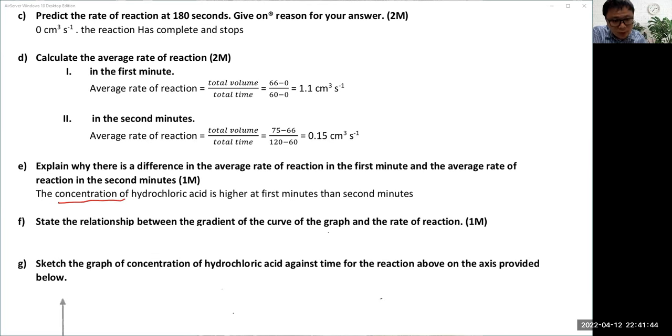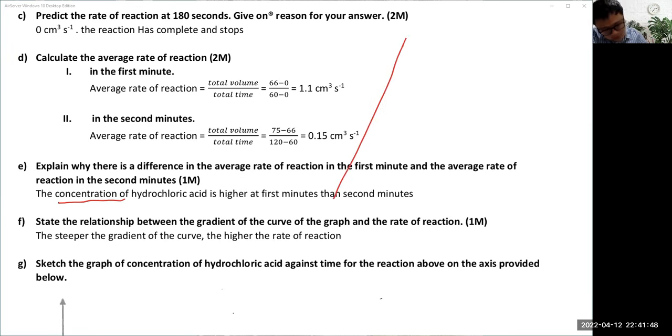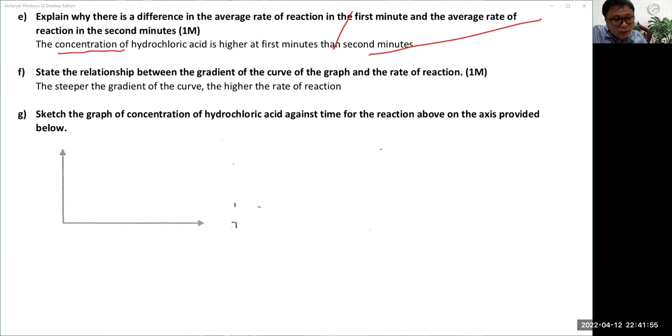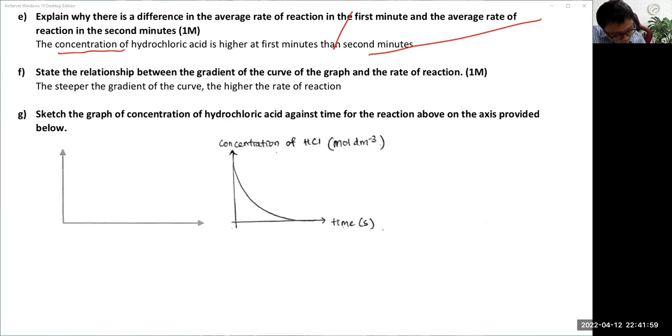Say the relationship between the gradient and the rate of reaction. The steeper the gradient, steeper means like this, means the rate of reaction is higher. The less steep means the rate of reaction is lower. Okay, just sketch a graph for the concentration of acid, it actually will continue to drop until zero.